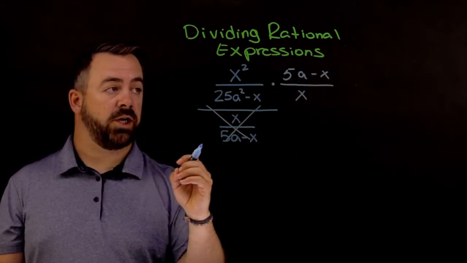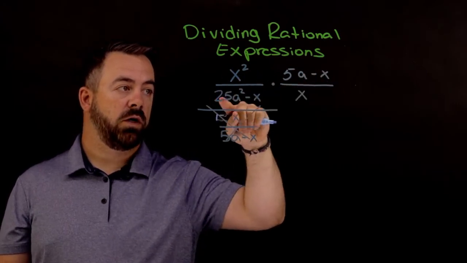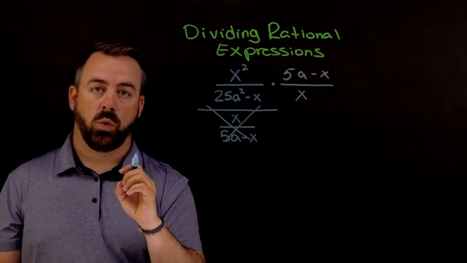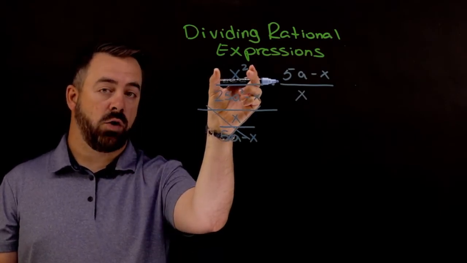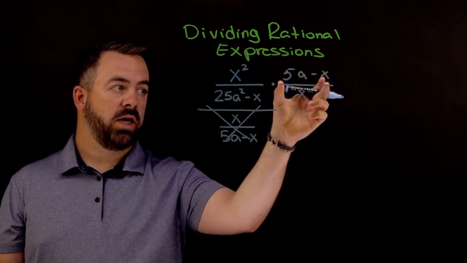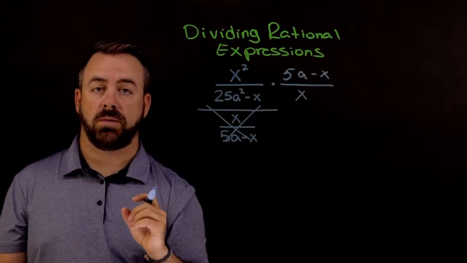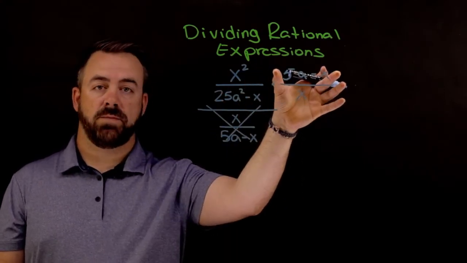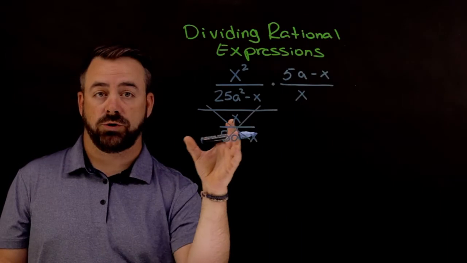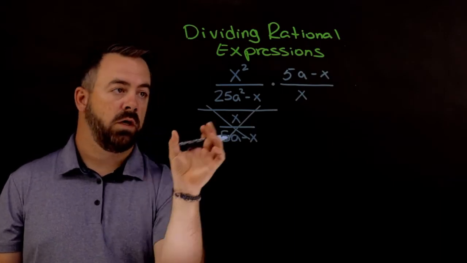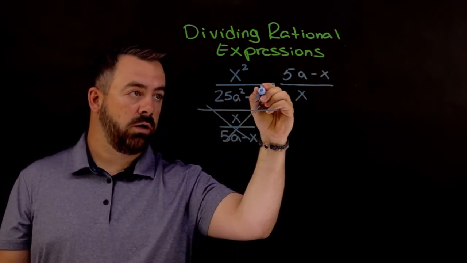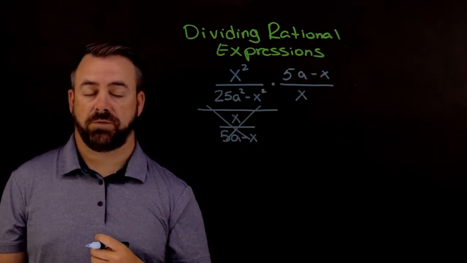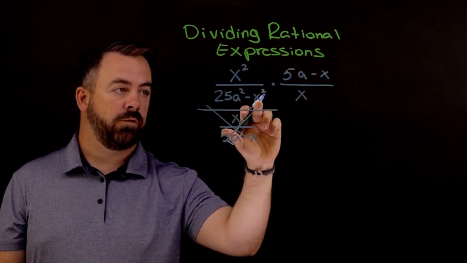Now, with multiplication, we can multiply across the top and across the bottom. But I don't suggest you do that yet. What I like to do is look now at each piece and see if there's something that could be simplified. X squared can't be simplified. 5a minus x cannot be simplified. So those are going to be written together on top. 25a x squared minus x squared, forgot that squared part, can be simplified. It's the difference of two perfect squares.